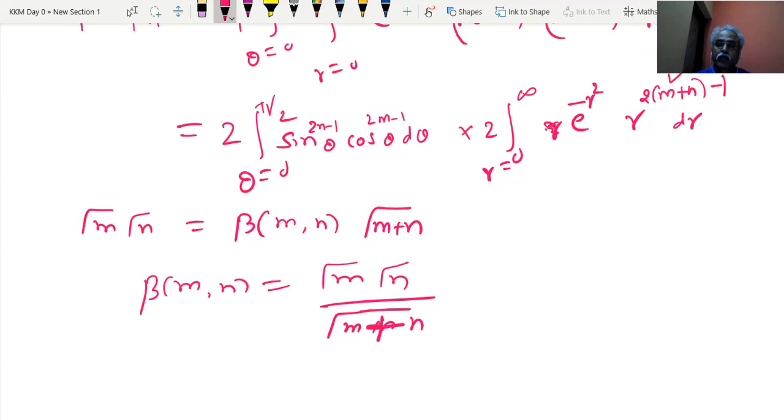Consider gamma m definition, consider gamma n definition. Gamma m into gamma n, you do it. Two ordinary integrations, you mix as double integration. Convert xy to r theta. Again, separate sin theta, cos theta terms, single integration, r term, single integration. Whatever is in terms of sin, cos, it becomes beta m n. Whatever is in terms of r, it becomes gamma m plus n. Hence, a beautiful result will be established.